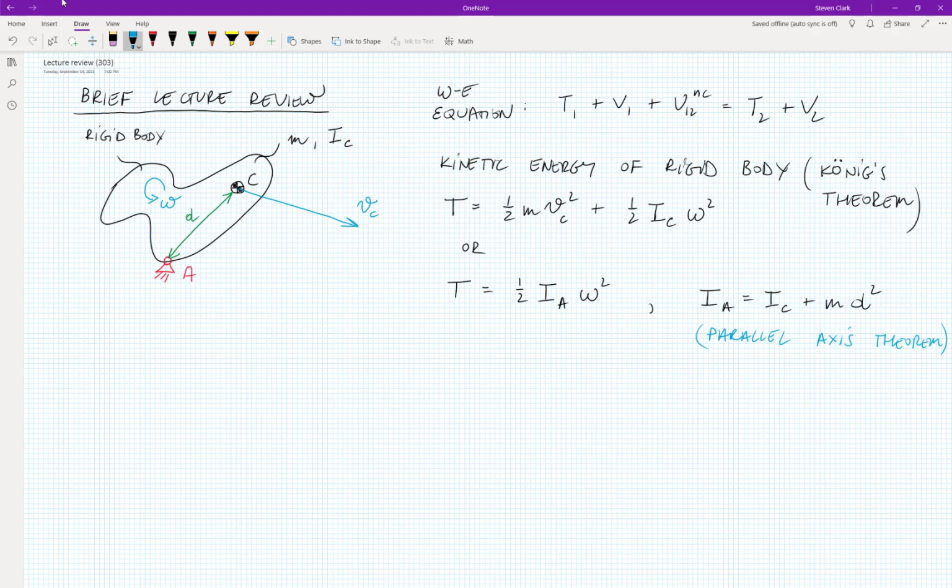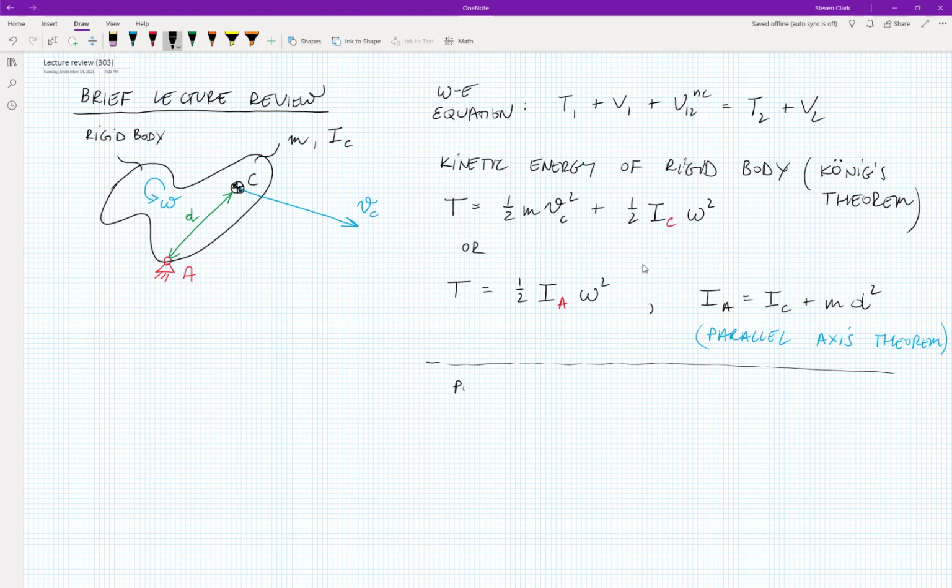Yeah, so there are two ways to calculate kinetic energy. Please observe that this moment of inertia has nothing to do with this moment of inertia. There are two different moments of inertia, right? One of them is calculated about point A, the other one is calculated about point C. Okay, so that is the first thing I want to cover in the lecture review. There's also another one.